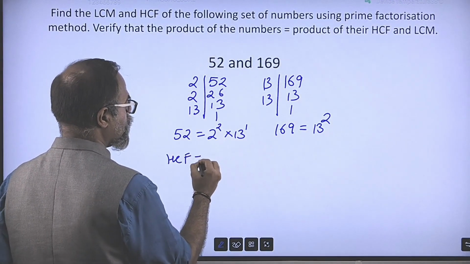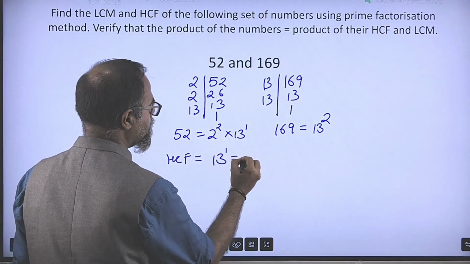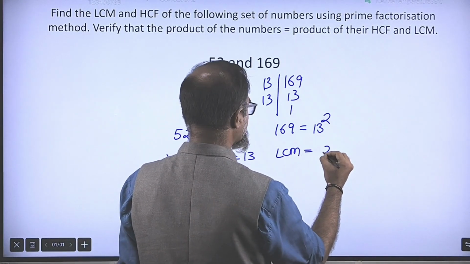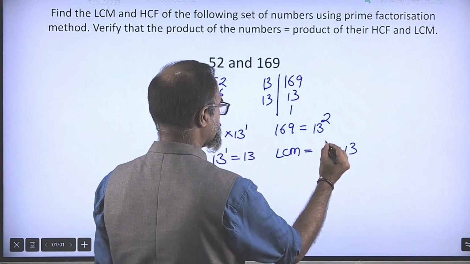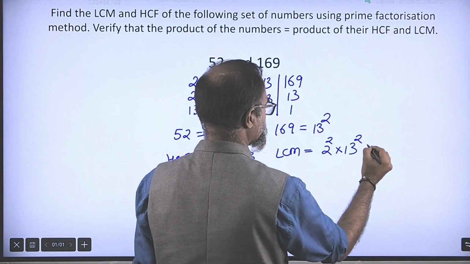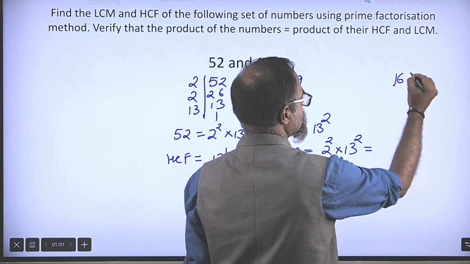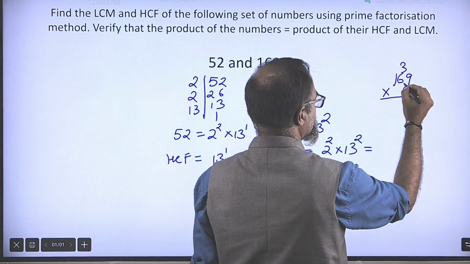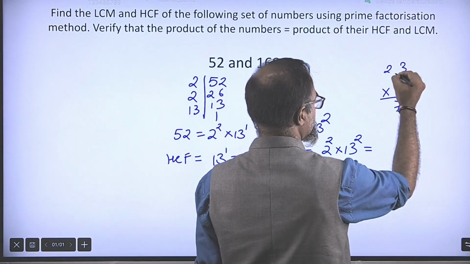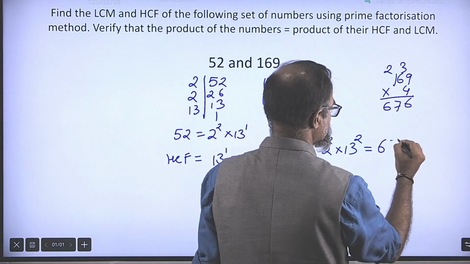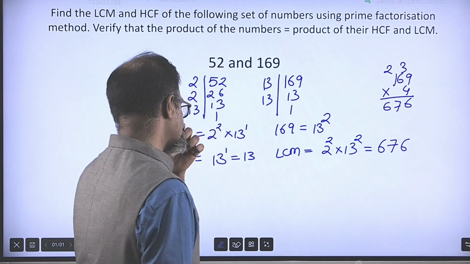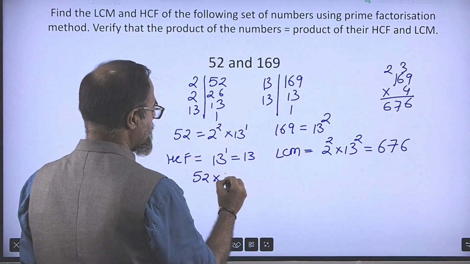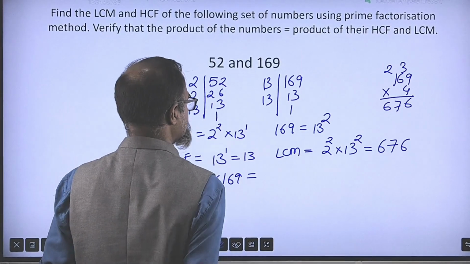HCF: the common factor is 13, power 1, is 13. LCM: all the factors 2 and 13, largest power of 2 is 2, largest power of 13 is 2. So this is 169 multiplied by 4. 9 4s are 36, 24 and 3 is 27, 4 ones are 4, 6. So this is 676. Now 52 multiplied by 169.